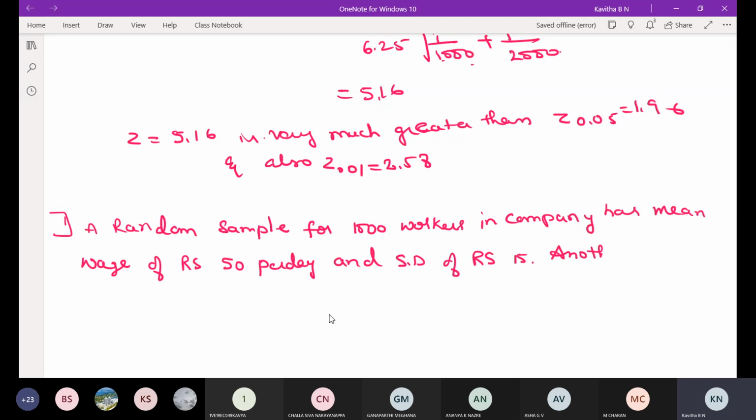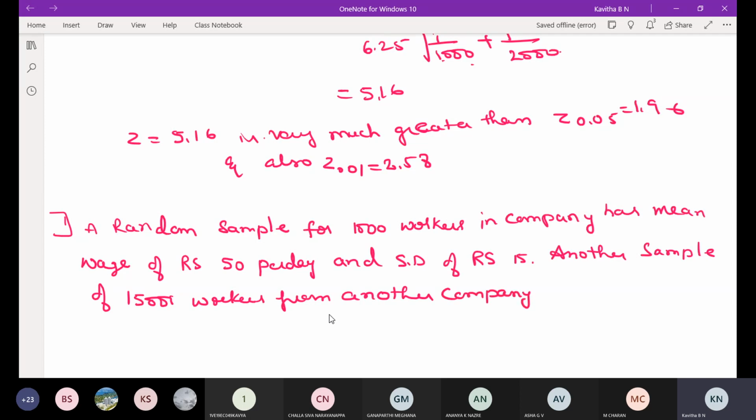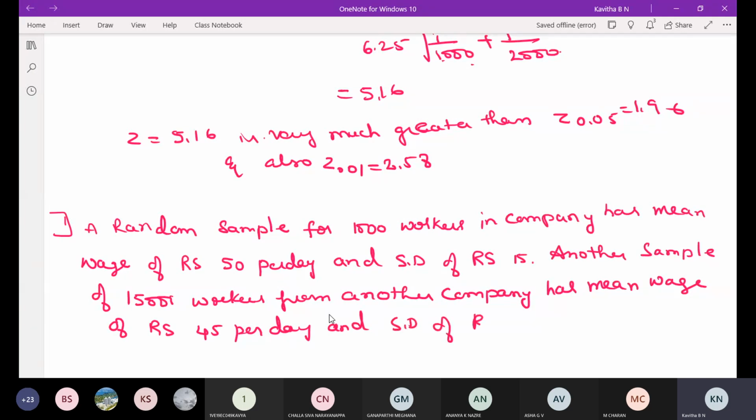Another sample of 1,500 workers from another company has a mean wage of rupees 45 per day and a standard deviation of rupees 20.